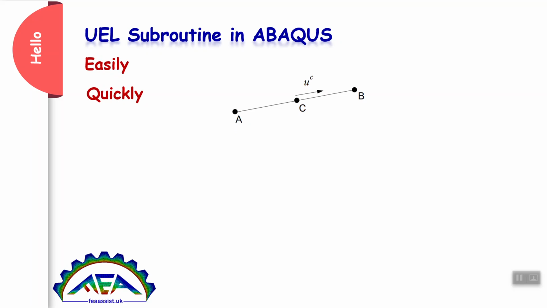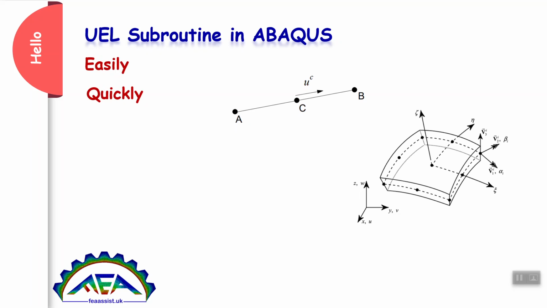If you want to have a more precise solution, you need to add point C and a new interpolation function. Interpolation function can be linear or cubic. You need to define your function in UEL subroutine. For 2 and 3 dimensional problems, it's the same. We need to define a new element with a new interpolation function. To understand these things well, stay with us.